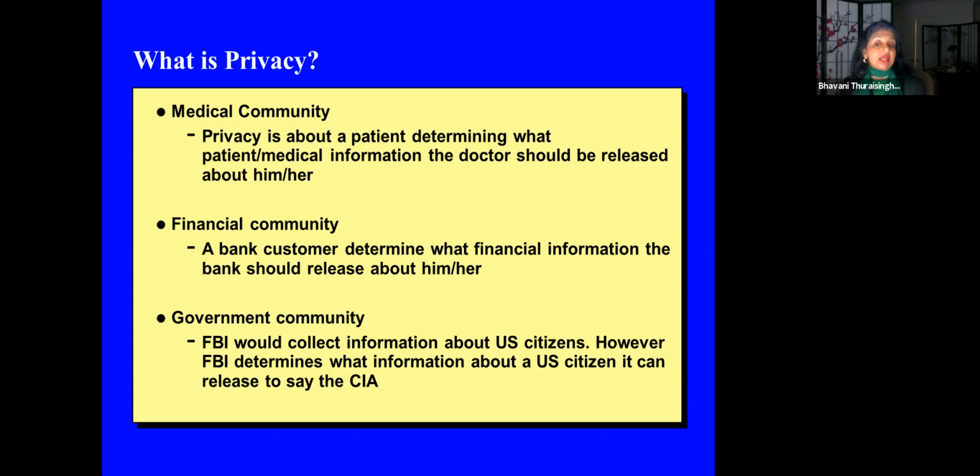Okay, so what's privacy? Different communities have different definitions. For the medical community, privacy is about a patient determining what patient medical information the doctor should release about him or her. In the financial community, a bank customer can determine what financial information the bank should release about him or her. In the government community, I believe the FBI would collect information about US citizens. However, the FBI determines what information about a US citizen it can release to, say, the CIA. So it's a little bit different aspect of privacy.